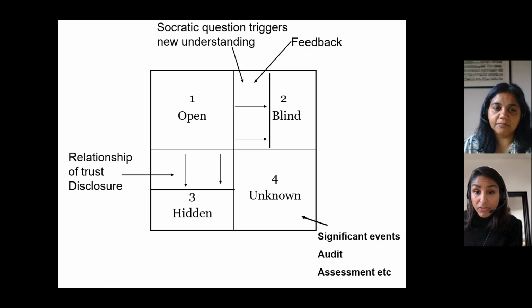And then through the relationship that you build with the student, that relationship of trust, that leads to the learner disclosing things about themselves, so opening into the hidden area. And then various different things like significant events and assessments can open that unknown area. So through these various methods, you can help your students uncover these areas and improve their various different skills.